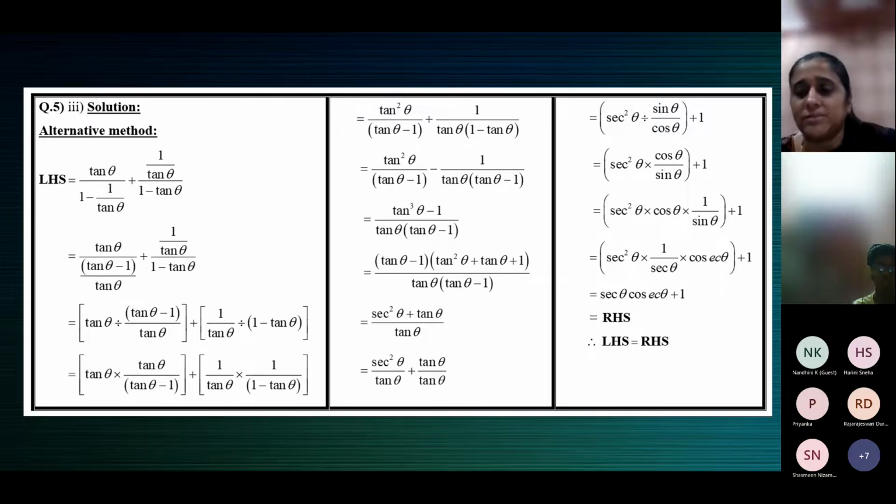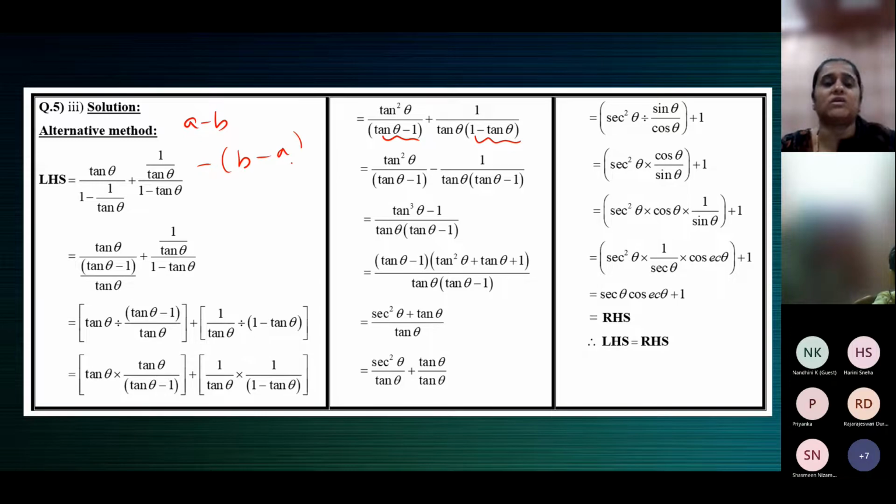Yeah, please write the alternate method, children. So you have to remember only two things here. One is changing cot to tan, and the other is the identity a cube minus b cube. And one more thing is a minus b as b minus a. How do you write a minus b as b minus a? Minus of b minus a. That's all. These three things. Yeah, start writing.